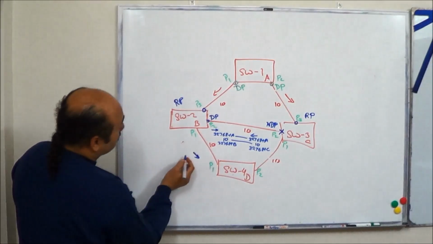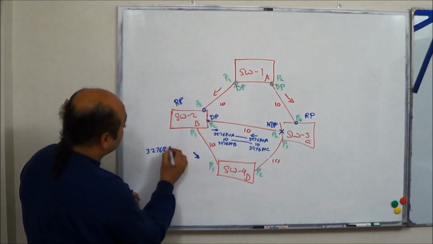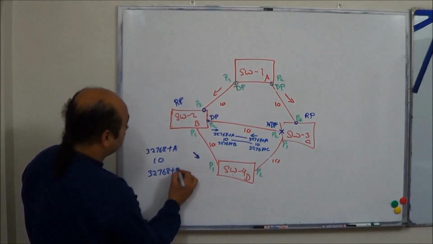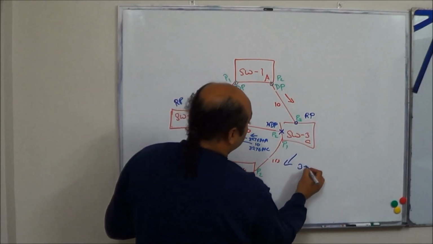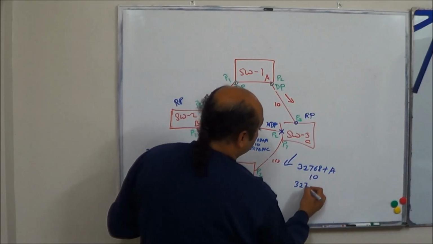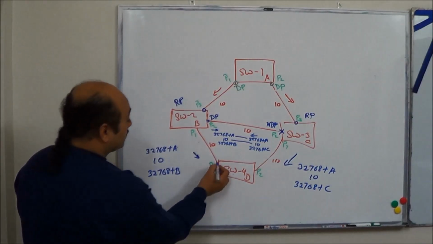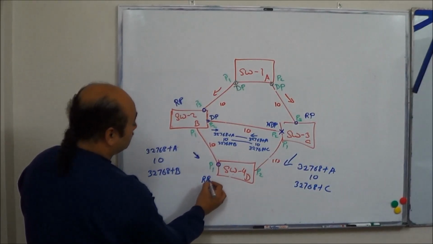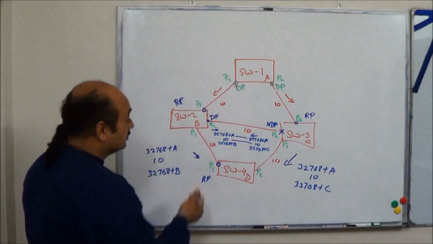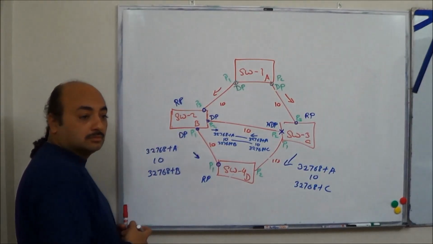Let's see. Going out from here, 32768 plus A, 10, 32768 plus B. Going out from here, 32768 plus A, 10, 32768 plus C. Which one is the better BPDU? This one. This becomes the RP. The RP always receives BPDUs from the DP, so this becomes a BP.